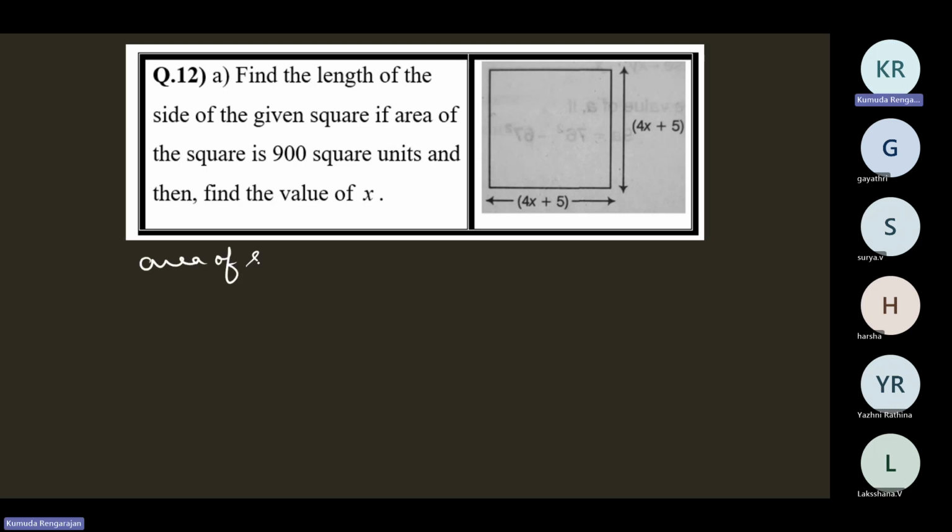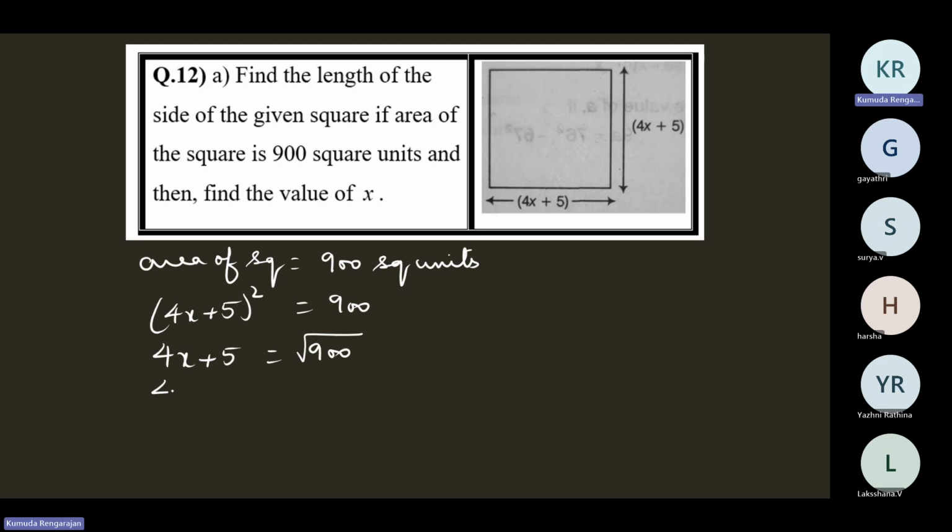Area of square is equal to 900 square units. The side here is 4x plus 5. So how do you find the area of the square? 4x plus 5, the whole square is equal to 900. So 4x plus 5 is equal to square root of 900. So 4x plus 5 is equal to 30. Square root of 900 is 30.